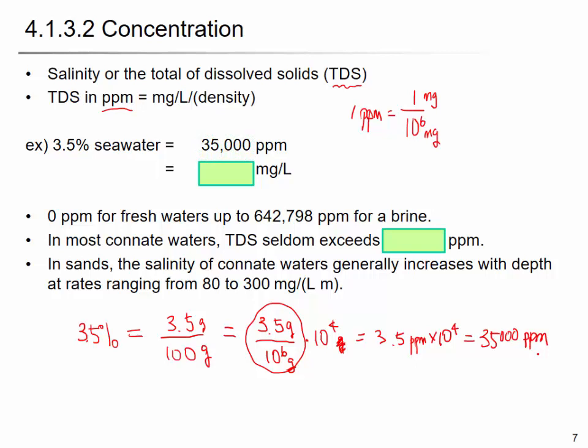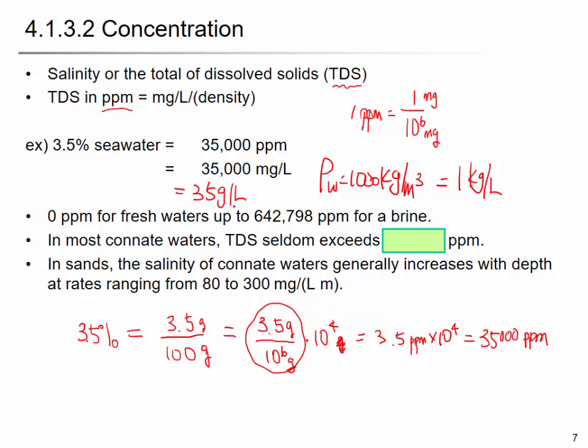Right? And how about if you convert it to milligram per liter, how much is it? Let's assume that the density of water is 1,000 kilogram per cubic meter or 1 kilogram per liter. 35 gram per liter. So you have the same number, right? 35,000 milligram per liter.